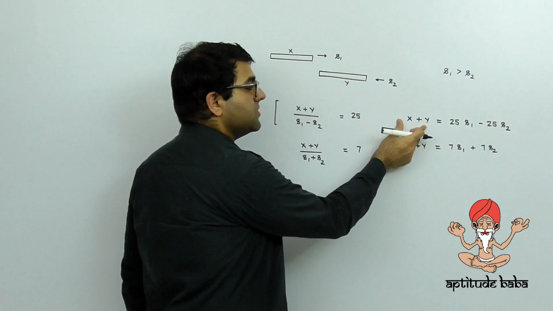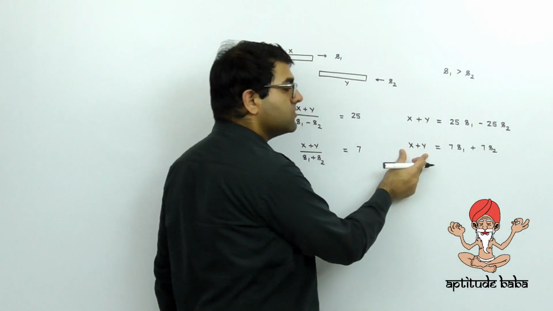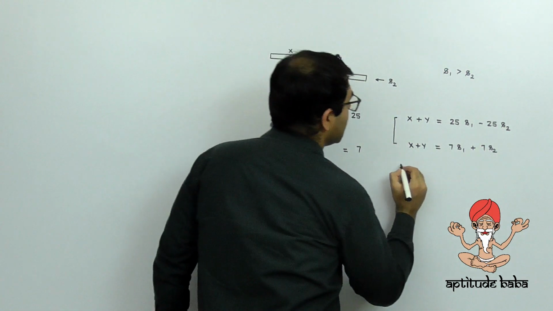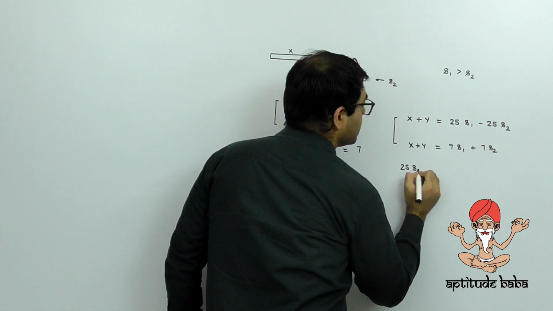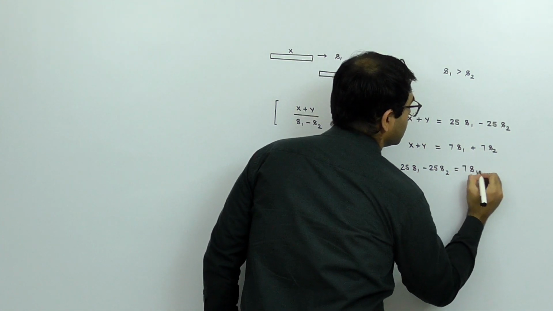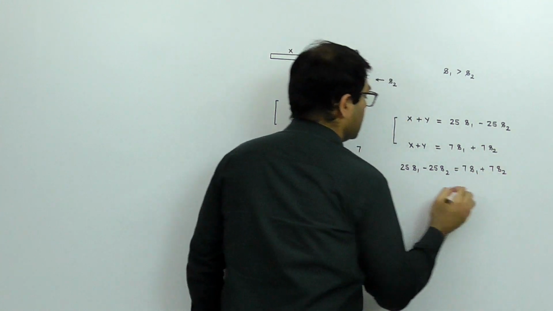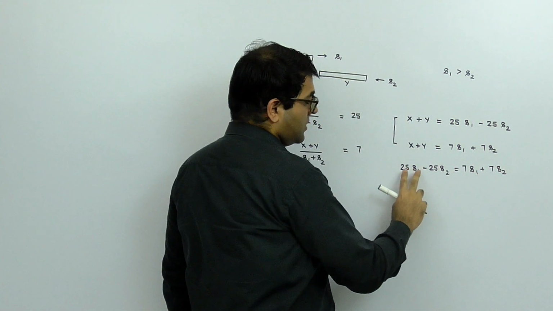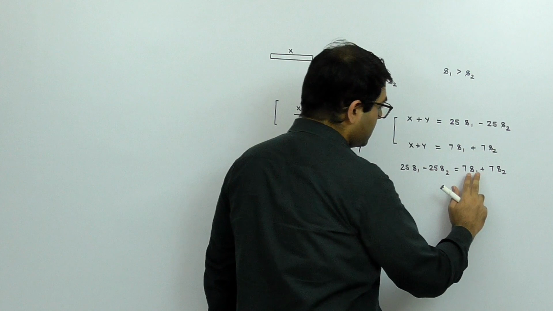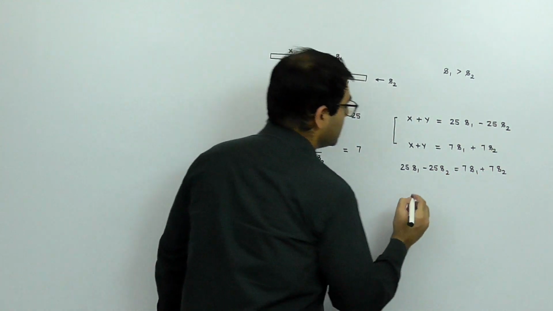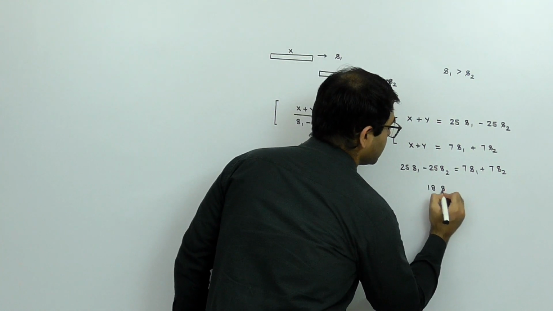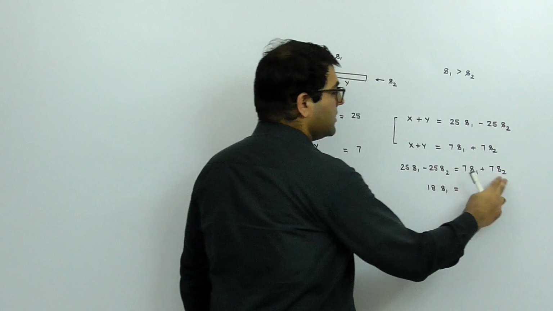Now, since the left hand side of the first equation is x plus y and the left hand side of the second equation is also x plus y, I can equate these two equations. So the equation that I now get is 25s1 minus 25s2 is equal to 7s1 plus 7s2. Let us take all the values of s1 on one side. So 25 s1 is here, 7 s1 is here. So let's move 7 s1 to the left side. So what do we get here? 25 minus 7 s1, that is 18 s1. Let us move all the values of variable s2 onto the other side.